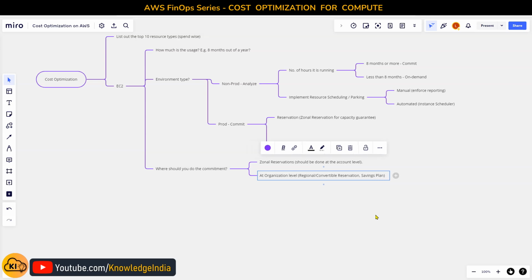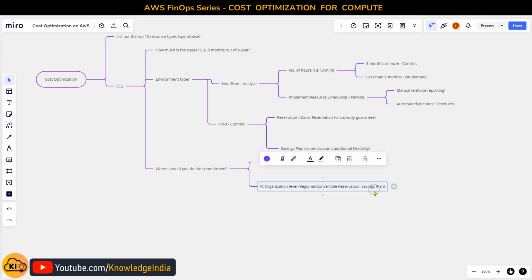All of this should be done at the organization level. Why so? Because doing this at the organization level gives you a lot of benefit. What is that benefit? The benefit is that if you do it at the organization level and the actual usage within your multiple accounts changes, even then you get the benefit. So think about it like this. Let's take a smaller example.